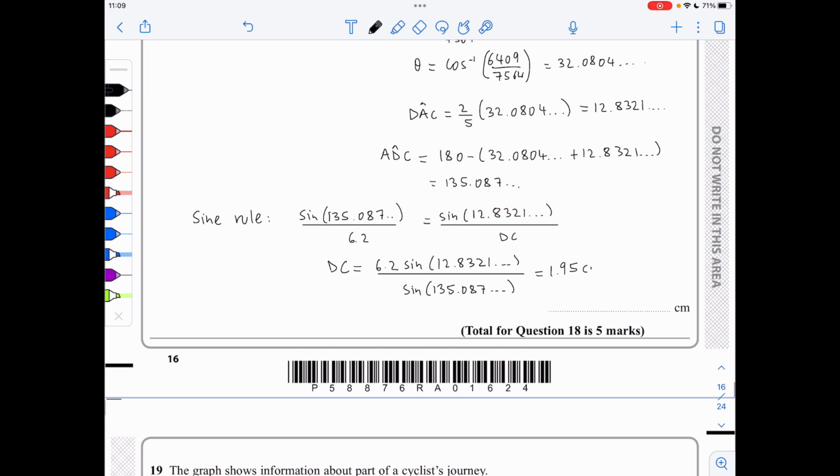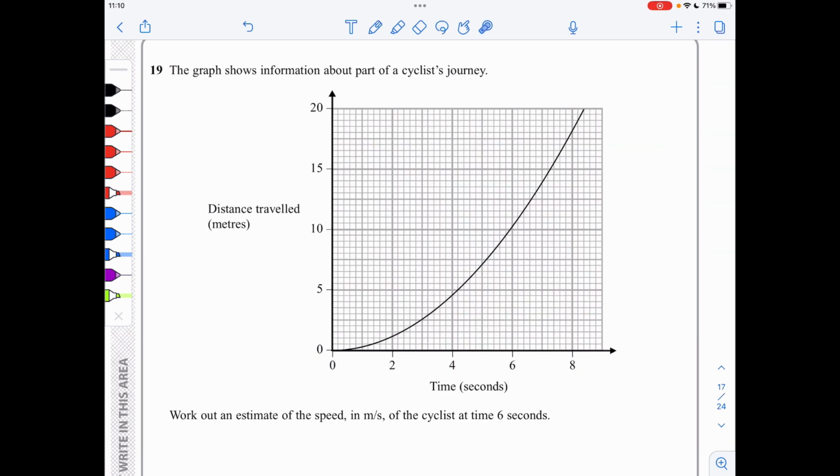1.95 centimeters. In 19, we've got the distance traveled against the time taken for a cyclist journey, and we need to work out an estimate of the speed at 6 seconds. Well, we know that the speed in a distance time graph is given by the gradient. So at 6, 10.5, we draw a tangent, which is a line that just touches upon this point. So we've drawn the line here, and we will simply find its gradient.